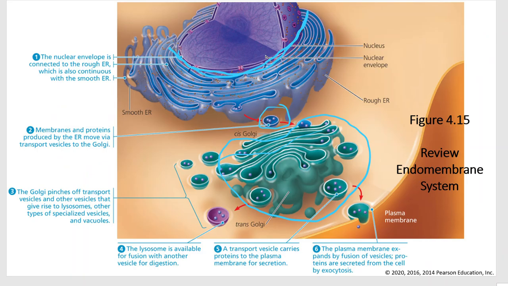So again, we went over most of the structures in the interior of the cell, including those of the endomembrane system. Remember that the endomembrane system will only be found in eukaryotic cells because prokaryotic cells do not have membrane-bound organelles. So you only find this system within the eukaryotic cell, within those plant and animal cells.